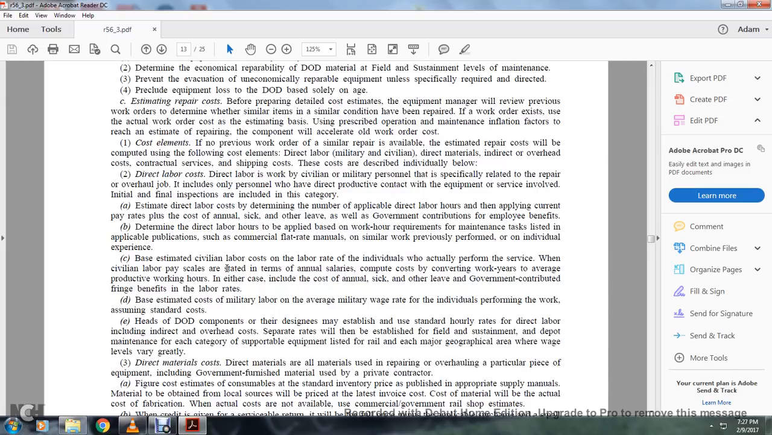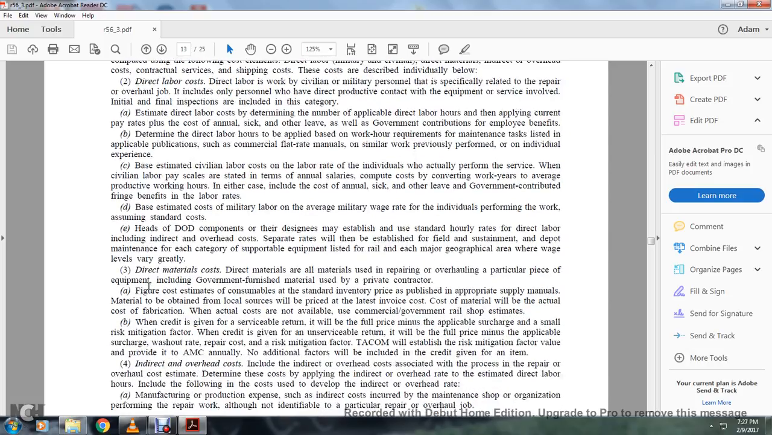when civilian pay scales are stated in terms of annual salaries. Compute the cost and convert work years to average productive work hours, including the cost of annual sick or other leave and government-contributed fringe benefits in the labor rates. Base estimated military labor cost on the average military wage rate for the individual performing the work, assuming standard costs.